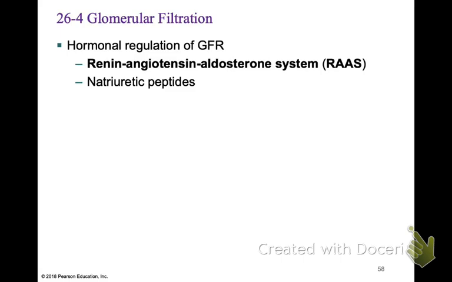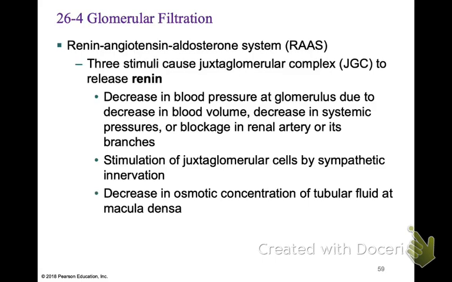Hormonal regulation is mostly through the renin-angiotensin-aldosterone system, but also through hormones that oppose those. These hormones are called natriuretic. Natriuretic means sodium in the urine. So we'll take a look at these as we go.